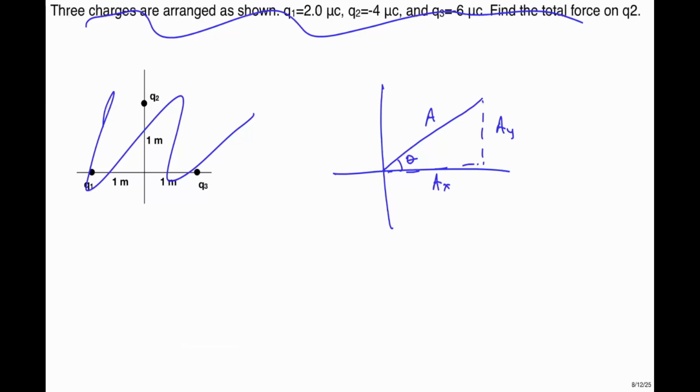What does that mean? It means that I find AX by using A cosine theta because the angle right here touches the side I am looking for. The angle always touches the hypotenuse, doesn't it? If you can't identify the hypotenuse of a triangle, I cannot help you. Right? What's the hypotenuse of a triangle? It's always the longest side.